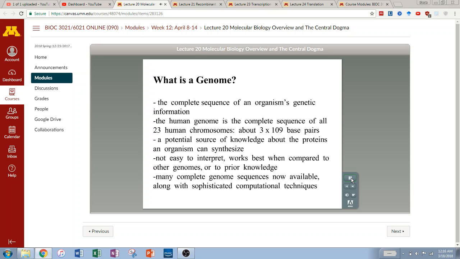organism can synthesize. However, the information about genomes is not easy to interpret, and it works the best when the genome structure of one organism is compared to the genomes of other organisms. At this time, there are many complete genome sequences available, along with sophisticated computational techniques for assessing the functions of individual genes.